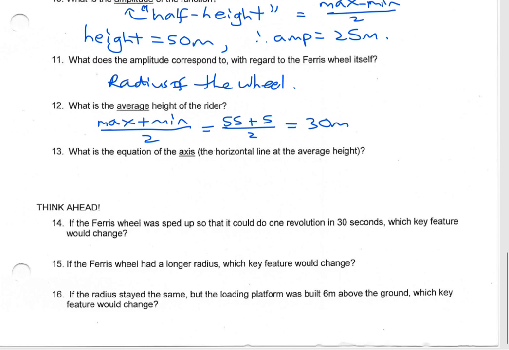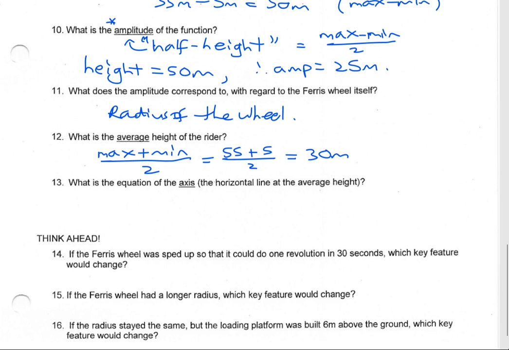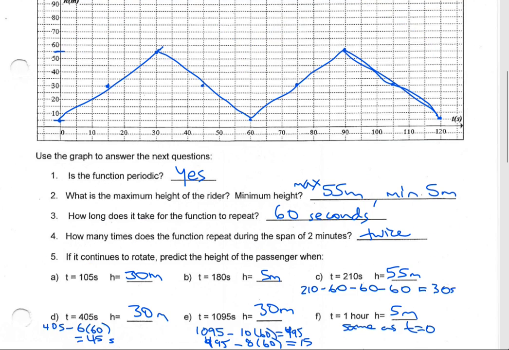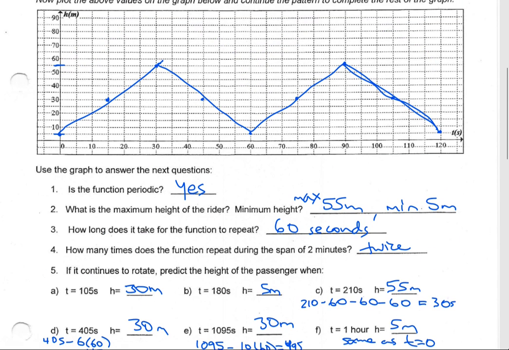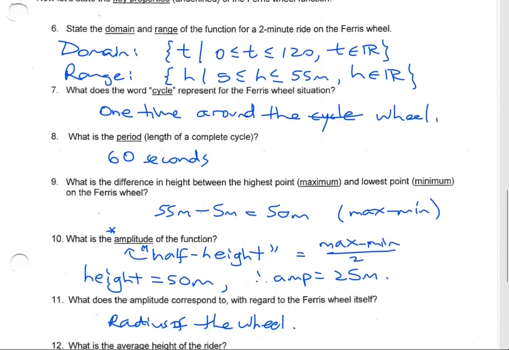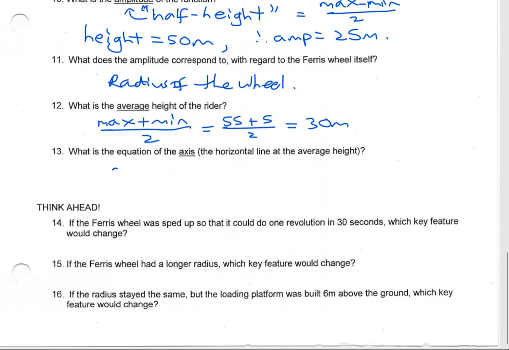And what is the equation of the axis? So the axis is the horizontal line that goes through the average. So we said the average was 30. So the axis is this line here. I'm going to draw it. And this is called the axis. And another word for axis is midline. So I'm going to write it over here. So axis is the same as midline. And the word midline means a line that goes through the middle. And so we know that the average is 30 meters. So all we have to do is write it with the equation, h equals 30. It's an equation of a line.